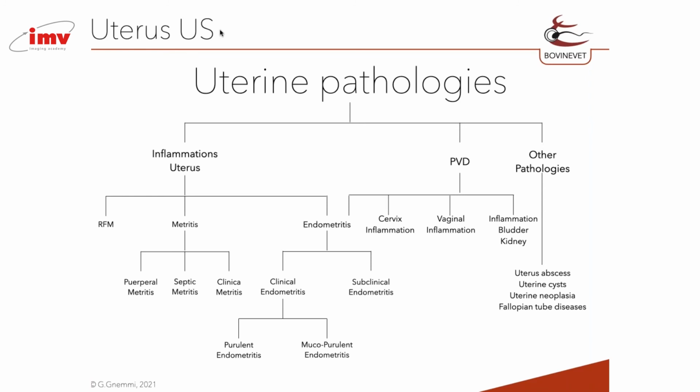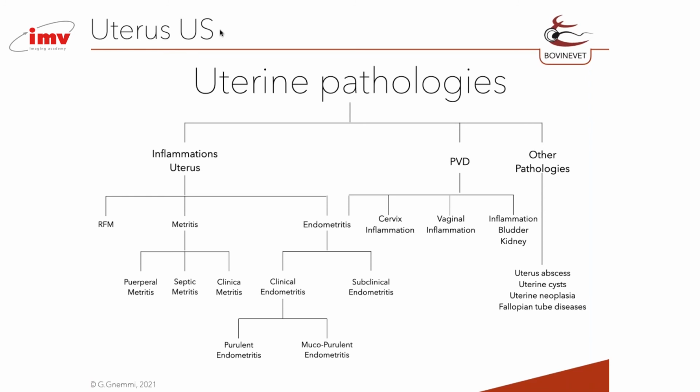So include endometritis, but attention, not always the presence of purulent vaginal discharge may be produced by an endometritis. Sometimes it is produced by an inflammation of the cervix, or an inflammation of the vagina, or sometimes an inflammation of the kidney or the bladder.